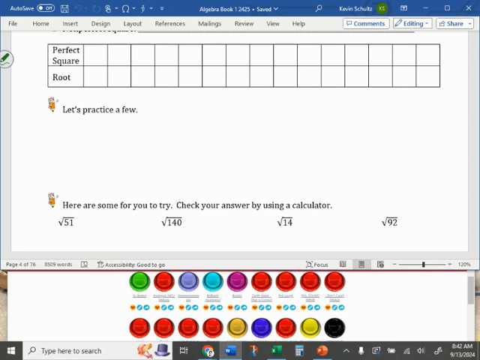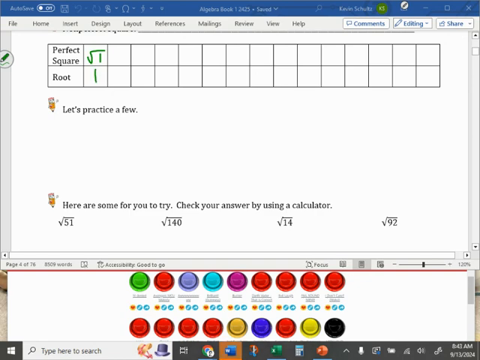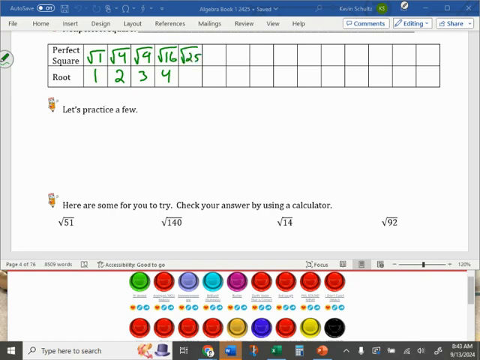So, the first perfect square is 1. What's the root of 1? 1. Good start. The next perfect square is 4. Its root is 2. The root of 9 is 3. The root of 16 is 4. The root of 25 is 5. The root of 36 is 6. The root of 49 is 7. The root of 64 is 8. And all the way up to 100, which is 10.